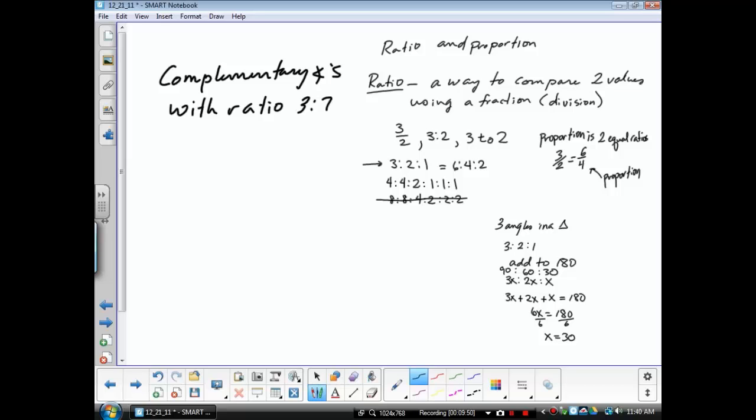Now, what do we know about complementary angles? What does that mean? They add to 90. So these angles sum is 90. Their actual values then cannot be 3 and 7. So 3 to 7 is reduced. Let's say it's reduced by a factor of x.